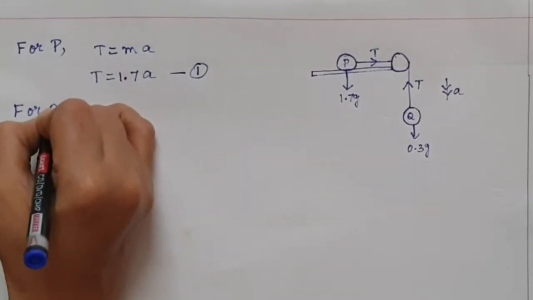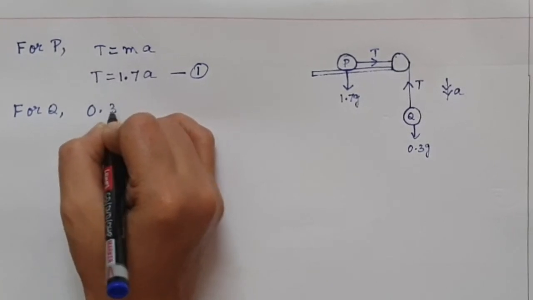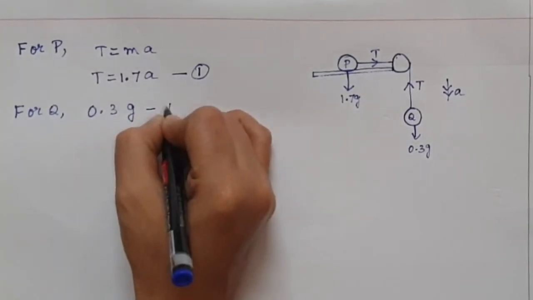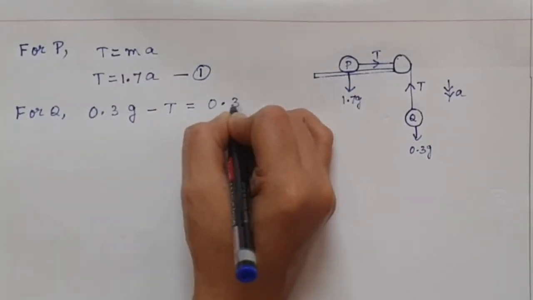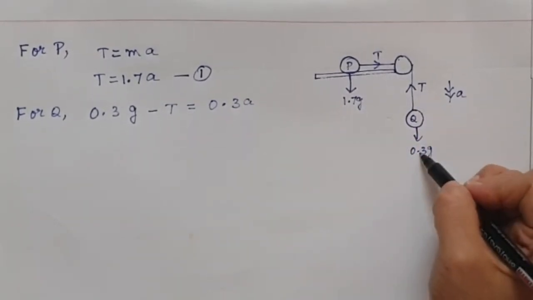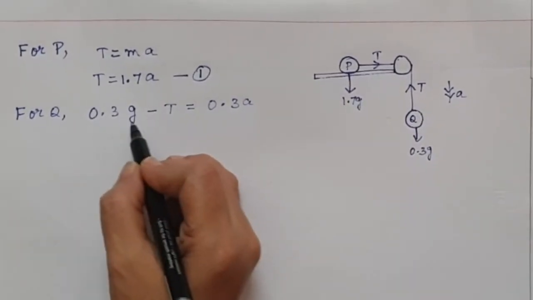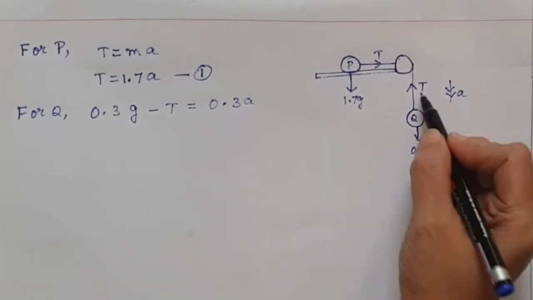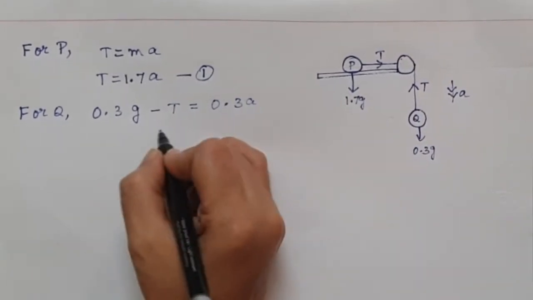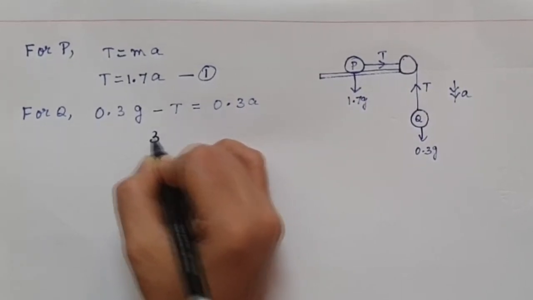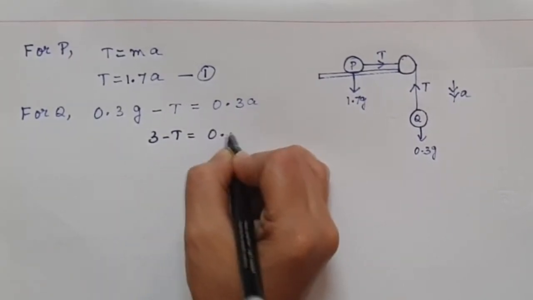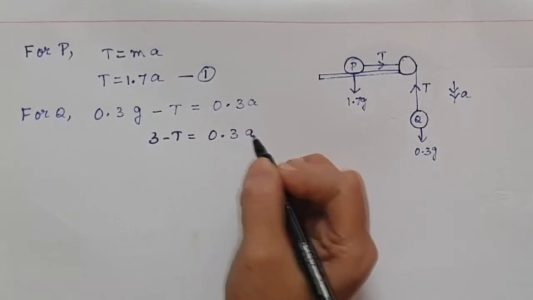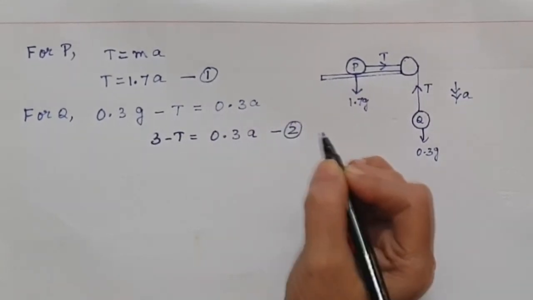Now for Q, 0.3 g minus T will be equal to 0.3 A. Here we have two forces, this one and this one. That is why 0.3 g. This has a tendency to move downward, so that is why this is positive and this is negative. So it will be 3 minus T will be equal to 0.3 A. And this is our equation 2.